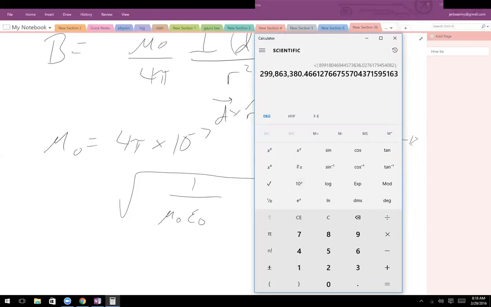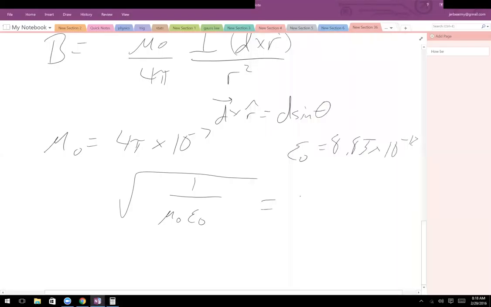Okay, does anybody recognize that number? I do, but I can't tell you what it is. We've said it before. We usually round it off to just 3 times 10 to the 8th. This is the speed of light, which is roughly 3 times 10 to the 8th. So we'll see why a little bit later.